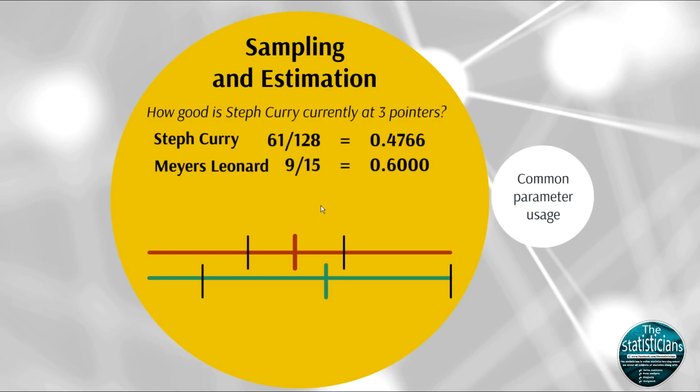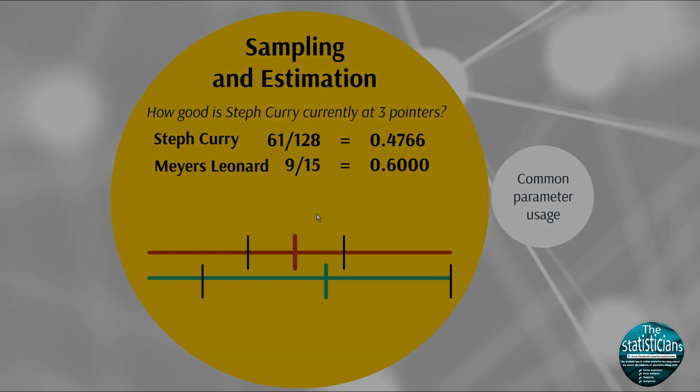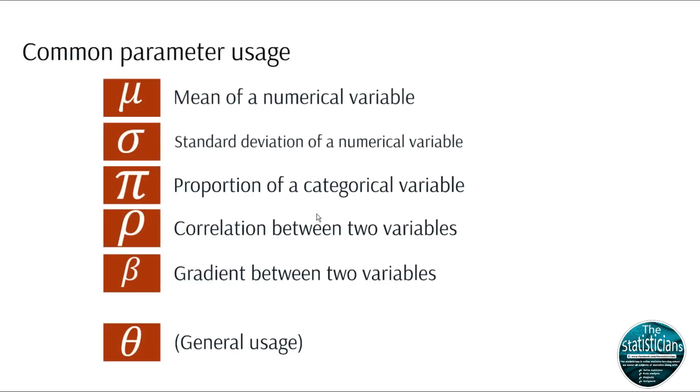Now, we've met theta just a second ago, which is this long-term 3-point percentage. But when I described it as a Greek letter, I was referring to it essentially as what we call a parameter. Now let's have a look at some common parameters that we're going to see in the study of statistics. You might have heard of some of these. Mu is often used for the mean of a numerical variable. So for example, the mean height of players might be given mu.